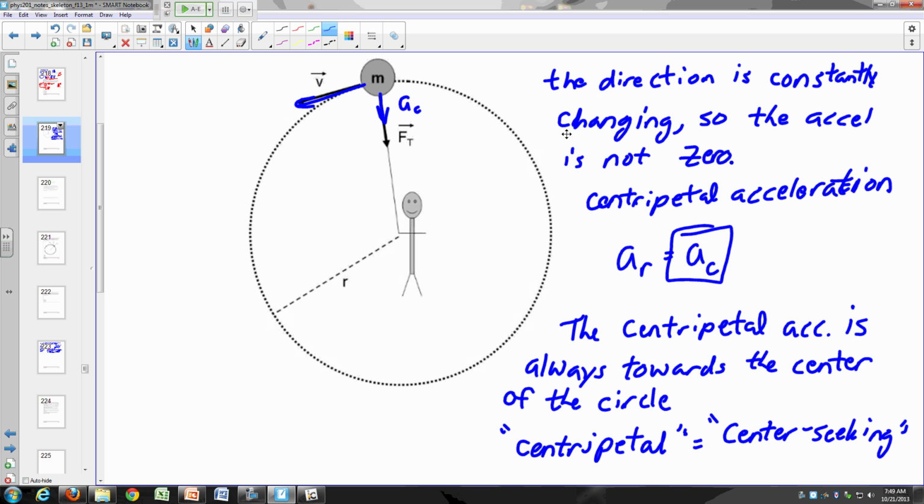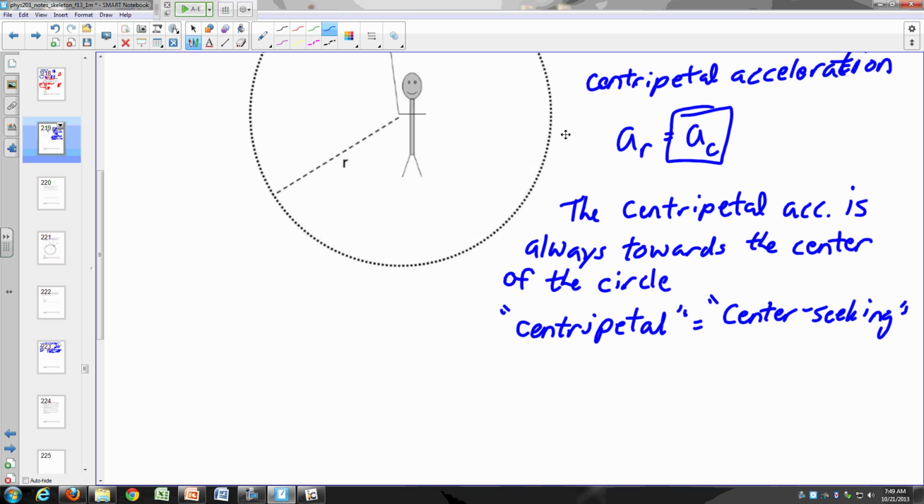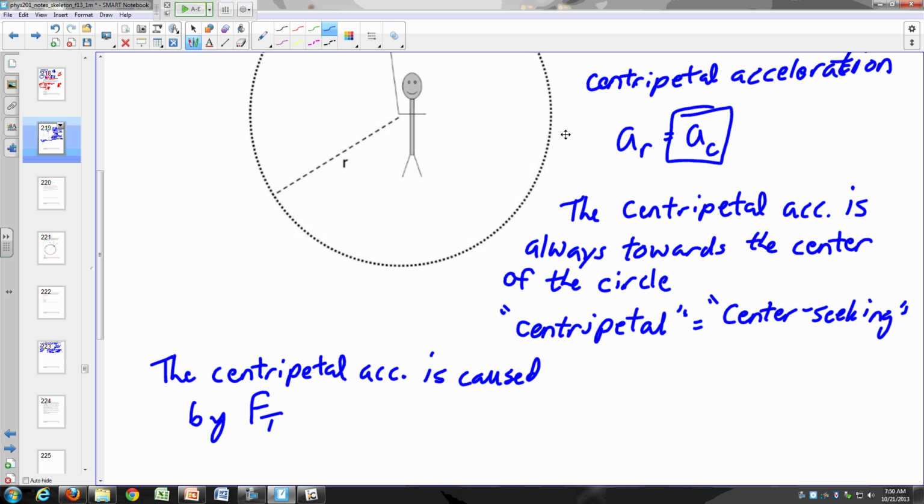This centripetal acceleration is provided, in this case, of a ball on a string, by the tension in the string. So in this case, the centripetal acceleration is caused by the tension in the string. And so if I take away that tension in the string, as in this case, if I just let it go, then it's not going to move in a circular path. So I want you to be clear that the centripetal force is not some separate physical force, that it's always provided by something.